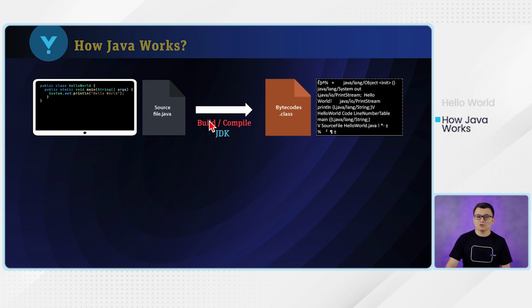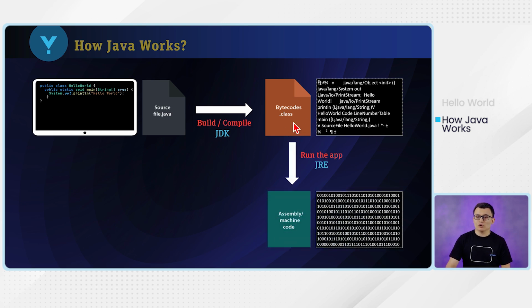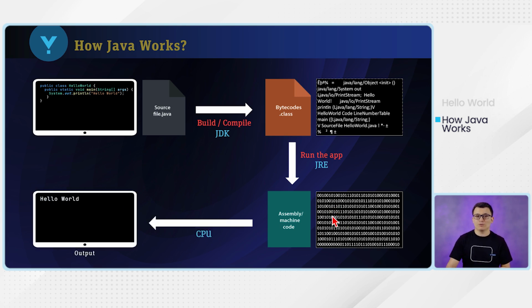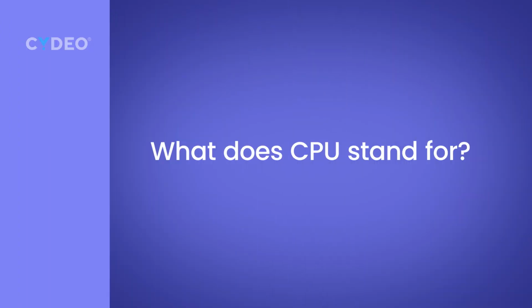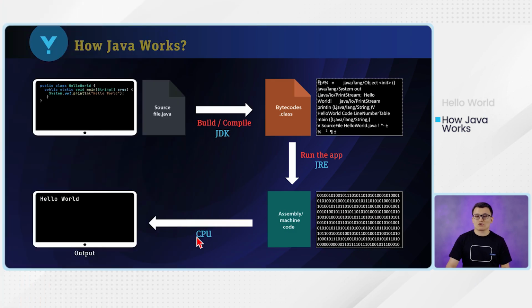So the compiler is going to translate the source code into the byte code, and when we run the byte code, we are going to get the machine code, which is in the binary system. Once we have the binary code, the CPU will be able to process it and give us the output. By the way, what does CPU stand for? It stands for Central Processing Unit, and it can only process the binary codes, which are built with zeros and ones. Then we are able to process the code and get the output at the end.